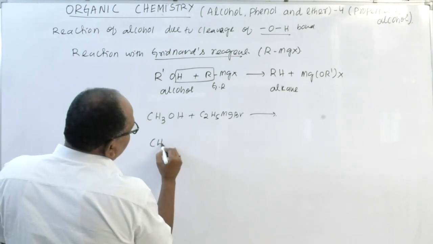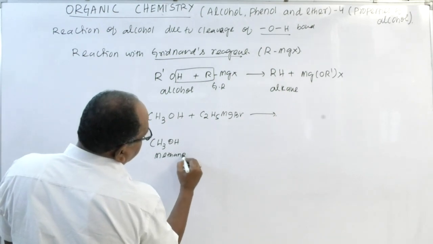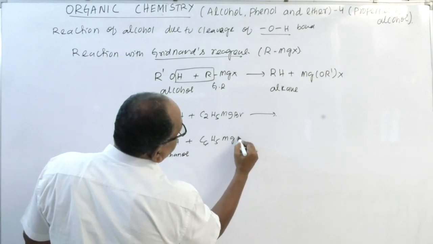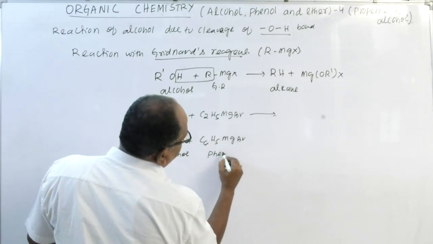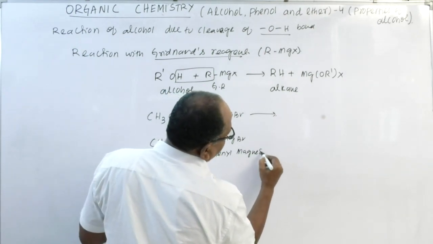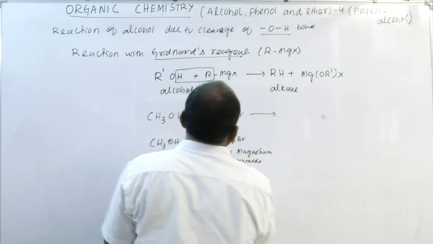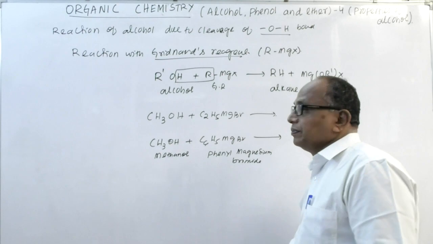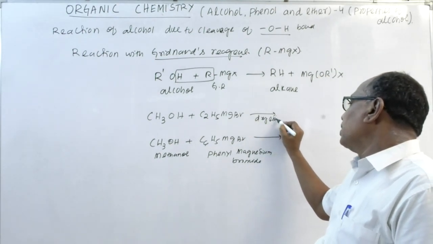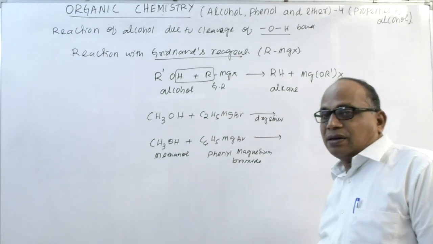Suppose methanol reacts with phenyl magnesium bromide. What product does it give? Generally, these reactions take place in a dry ether medium, because the Grignard reagent is very reactive towards water.